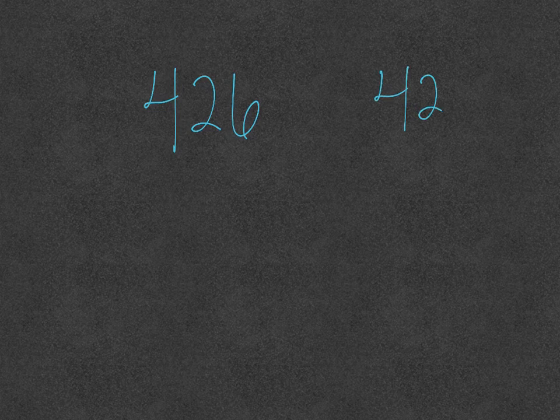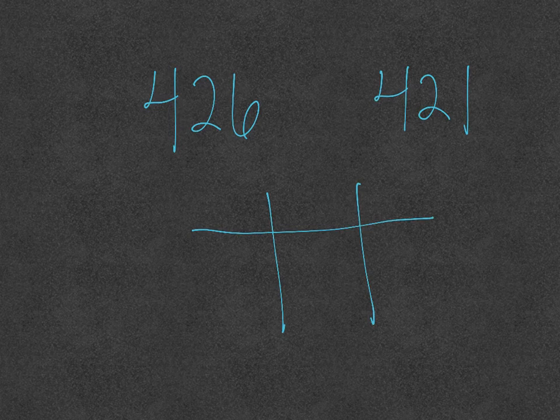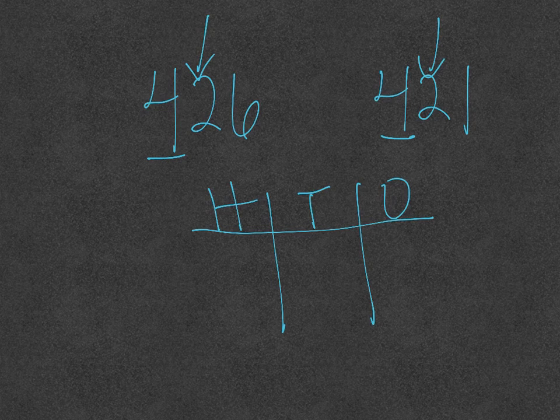We're going to look at the number 426, and the number 421. Now, I'm going to draw my place value chart again. And in my hundreds place, we start with the hundreds place, the biggest part of our number. They're both 4s. So then we come over here to our tens. They're both the digit 2. So now I have to go look at the ones place. When I look at the ones place, I have a 6 and I have a 1.